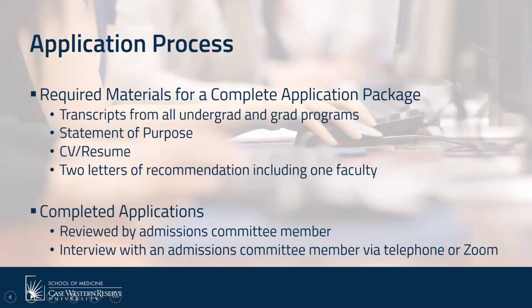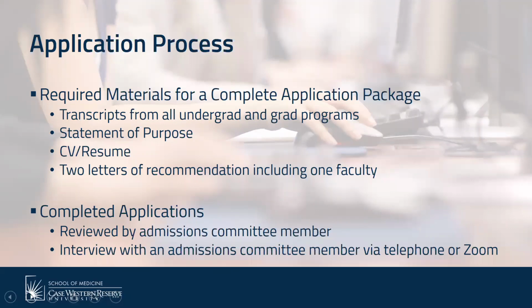Dr. Jeanette, why don't you quickly run through the application process? Absolutely. Required materials for a completed application package include transcripts from all undergrad and grad programs. Unofficial transcripts are fine for the review process. We ask for a statement of purpose, 1 to 2 pages, double spaced is fine. What we're looking for is for you to write about your interest in bioethics and medical humanities and how this program fits into your career path. Next is your CV or resume, and then 2 letters of recommendation, including one from a faculty member or a previous instructor that you've had.